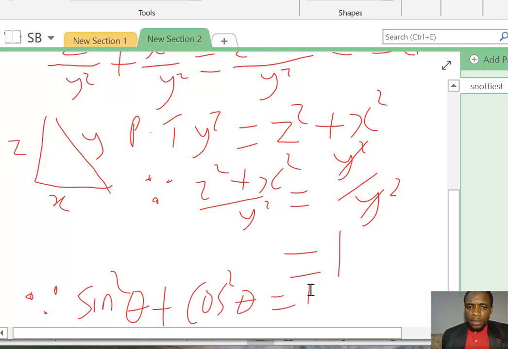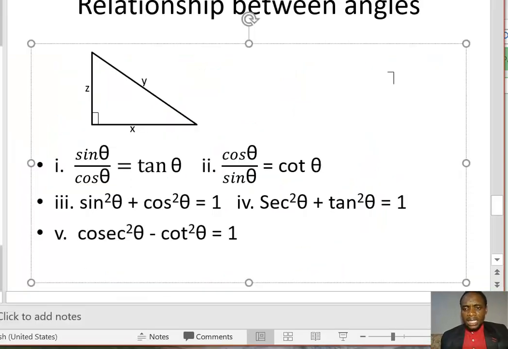Very simple. Another thing we are going to look at is that sec square theta minus tan square theta is equal to 1. If you follow the same process that we just did, we are going to get the same answer. Check it very well, you can work towards that yourself. Also, cosec square theta minus cot square theta is equal to 1. You can work on that too. If you have any problem, you can contact us.